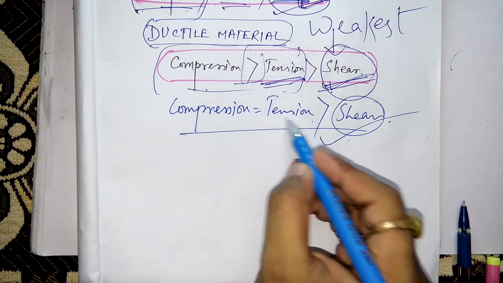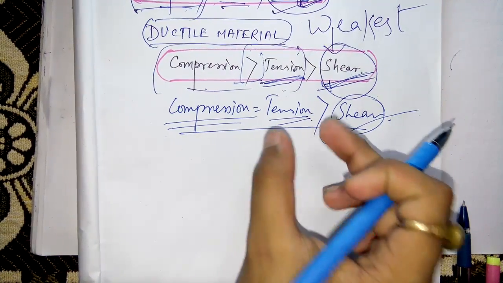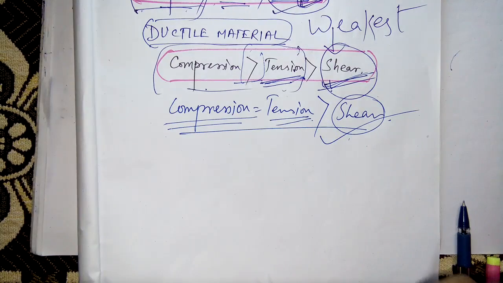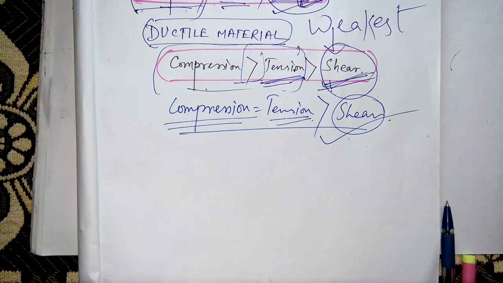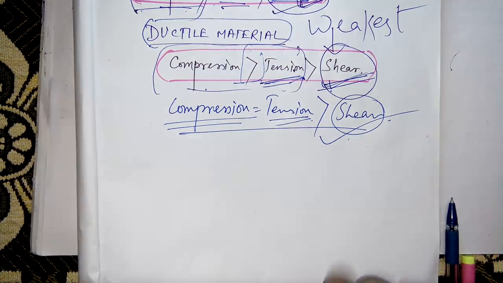The tensile strength and the compressive strength for ductile materials are the same. But for brittle material, always remember compressive strength is much higher than the tensile strength, and also than the shear. But for ductile materials, compressive strength equals tensile strength.